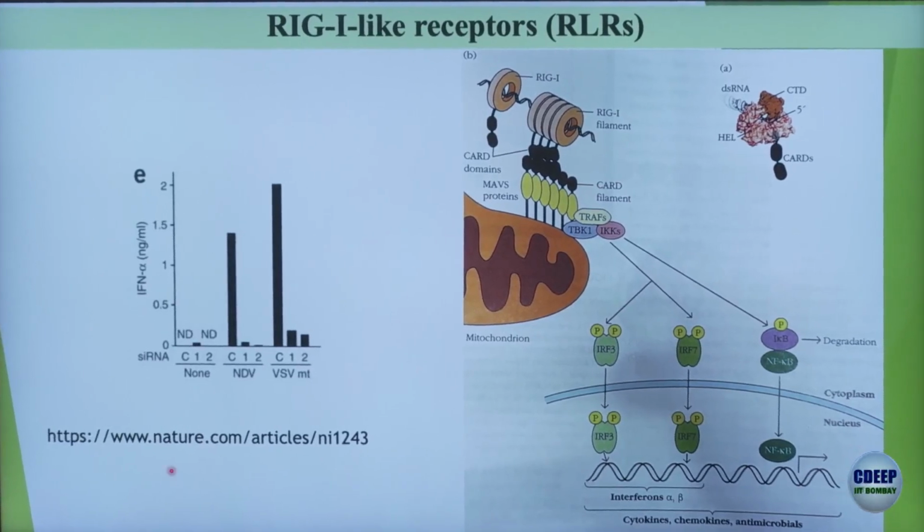So you see this result. There is this protein, it is known as IPS-1, okay? So this is the protein, it's a mitochondrial protein, and you see this beauty. Okay, so this is MAVS. You see this MAVS protein. Okay, so MAVS is a mitochondrial protein.